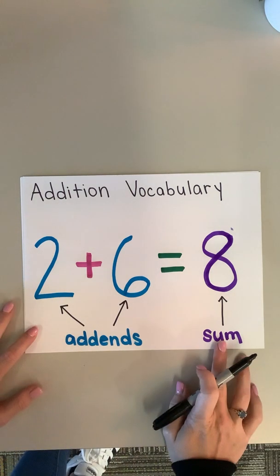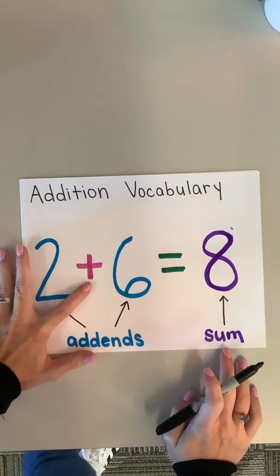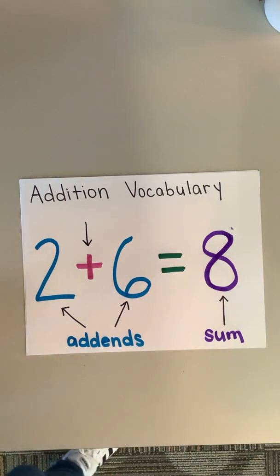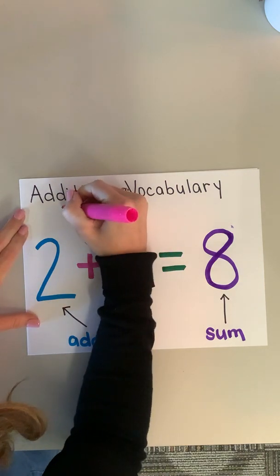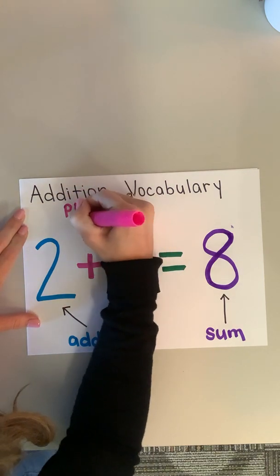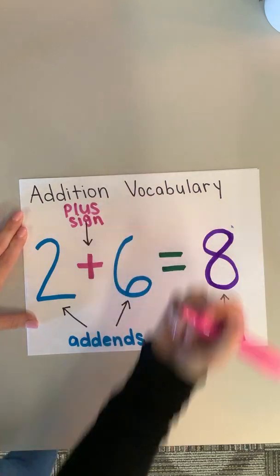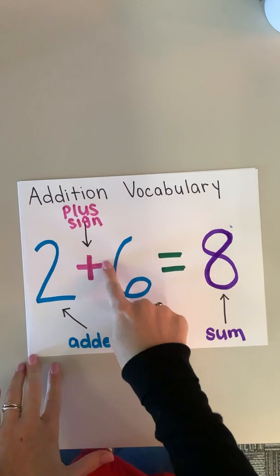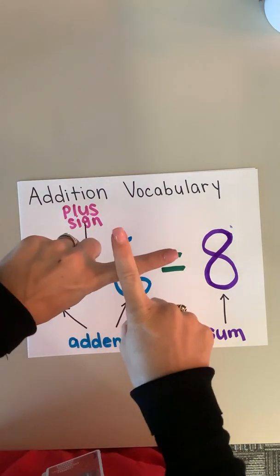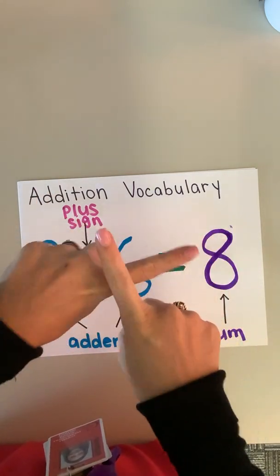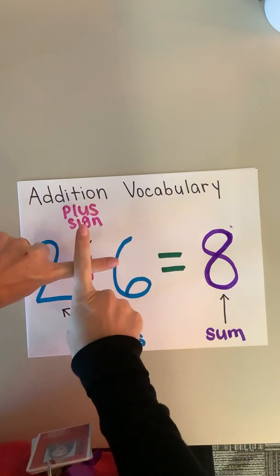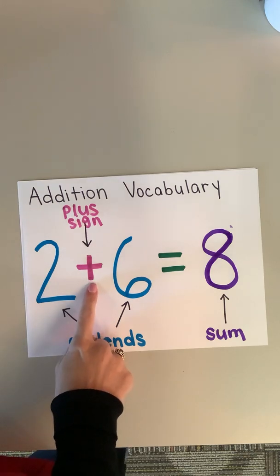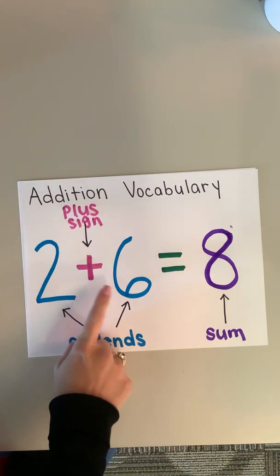The next part of our addition problem is the sign that represents addition. This is the addition sign. We call it a plus sign. Can you say plus sign? I want you to trace the plus sign on your screen, or you can make it with your fingers. My 2 index fingers crossed over each other makes a plus sign. Anytime you see this plus sign, you know you're going to be adding 2 numbers together.